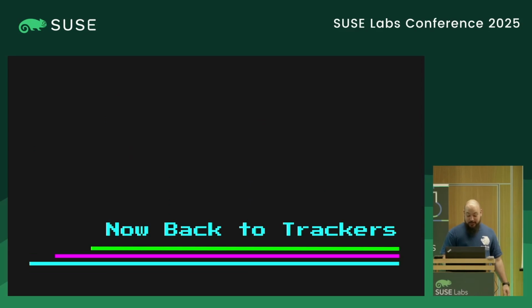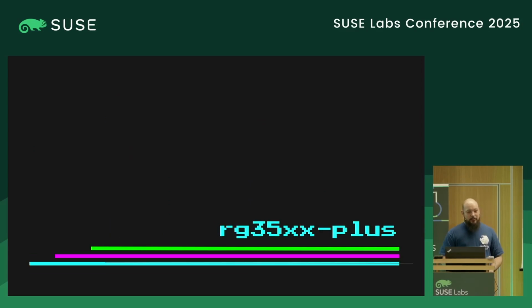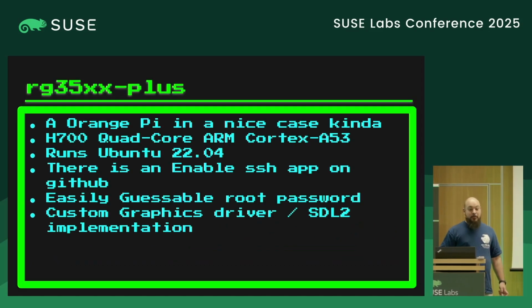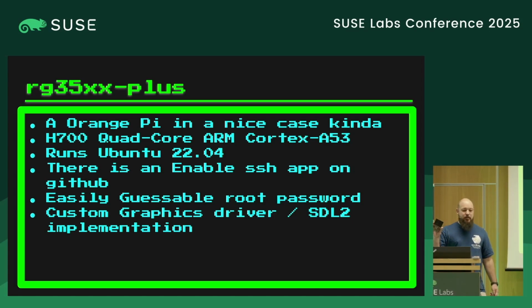And we've come back to trackers already. Now I'm going to take a quick minute to talk about this piece of hardware, which is an RG35XX Plus, which is originally what I started porting to. Basically, it's an Orange Pi with really crappy security, which is not what you want from a security perspective, but from a reverse engineering perspective, the fact you can go to GitHub, download an application to give you SSH access, and it uses a basic root password.